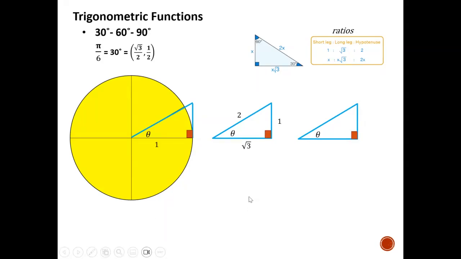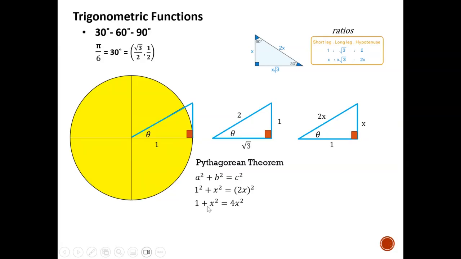So this is my theta. This is 1, right? So this got to be 1. Okay, now. This will be x. And this will give us 2x, according to the ratio here. Okay, now. Let me use the Pythagorean theorem here, guys, okay? So it's going to be 1 squared plus x squared equals 2x squared. It's going to give us 1 plus x squared equals 4x squared.